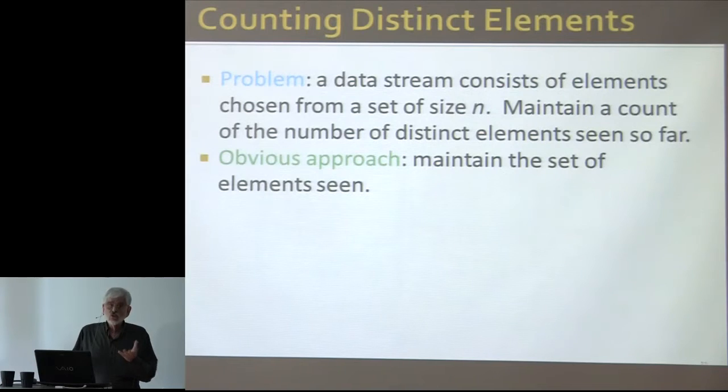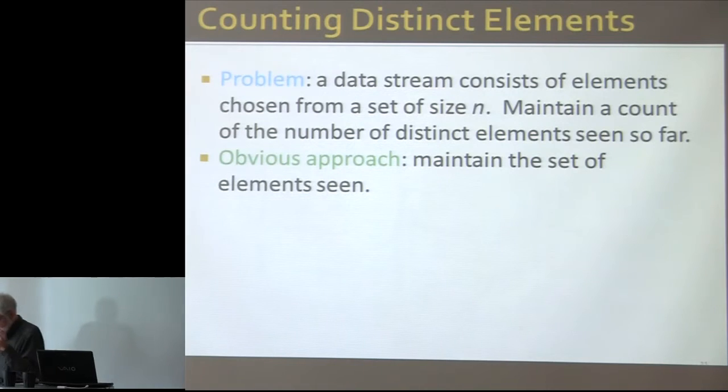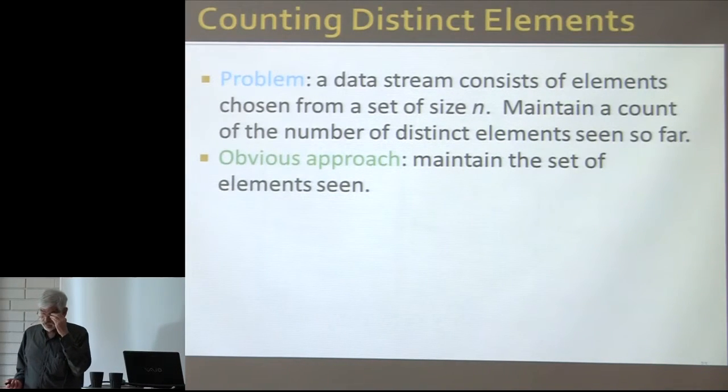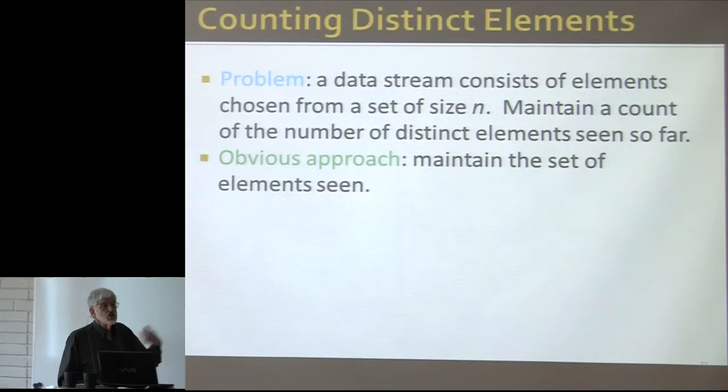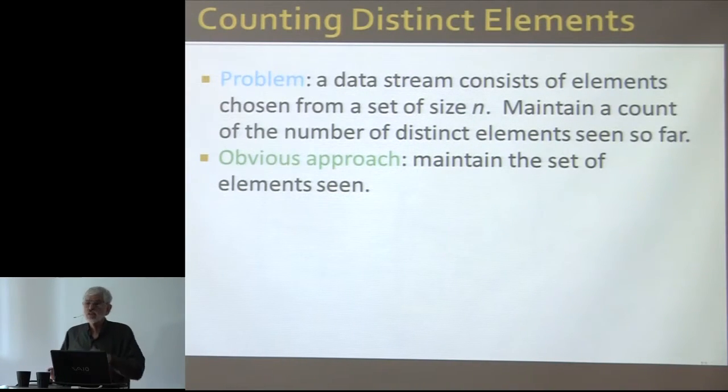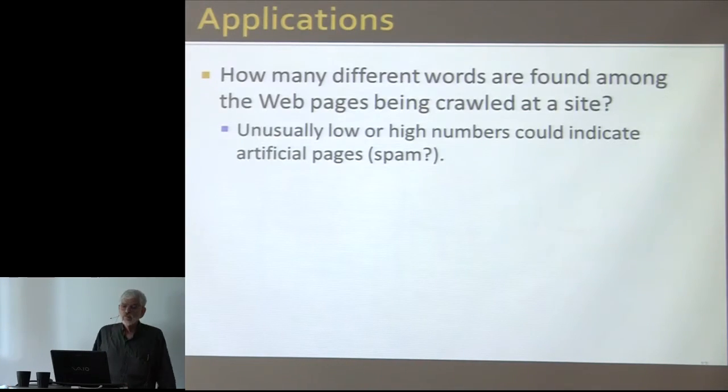Well, you can solve the problem. All you have to do is keep a list of all the queries you've seen so far. When a new query comes in, you just look it up in some sort of hash index, so you can do this fairly efficiently. You can see whether you've seen it or not. If you have seen it, you can ignore it. If you have never seen it, you have to add it to the set of things that you've seen.